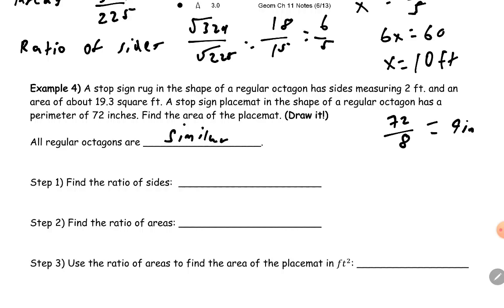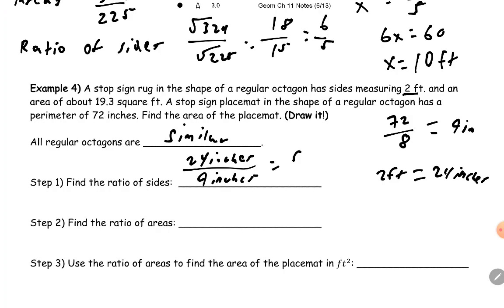Well, this one's a bit tricky because this is 2 feet. So the rug is 2 feet, and we need to change it into inches. There's 12 inches in a foot, so this is 24 inches. Okay, so rug is 24 inches. And then we have the placemat is 9 inches for each side, which reduces to 8 over 3. Ratio of areas is 8 squared over 3 squared, so 64 over 9.